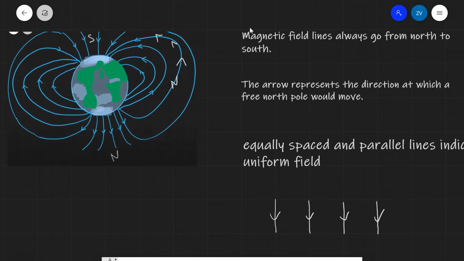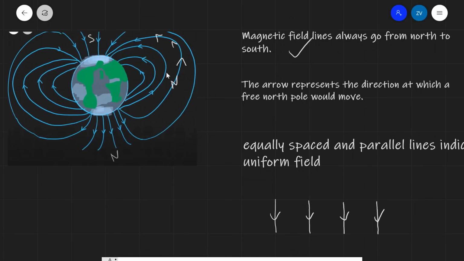The first one is the magnetic field lines always go from north to south. For instance, here is a magnetic field line. It starts off from the North Pole, and you can see that it curves back into the South Pole. Our second rule is that the arrow represents the direction at which a free North Pole would move.